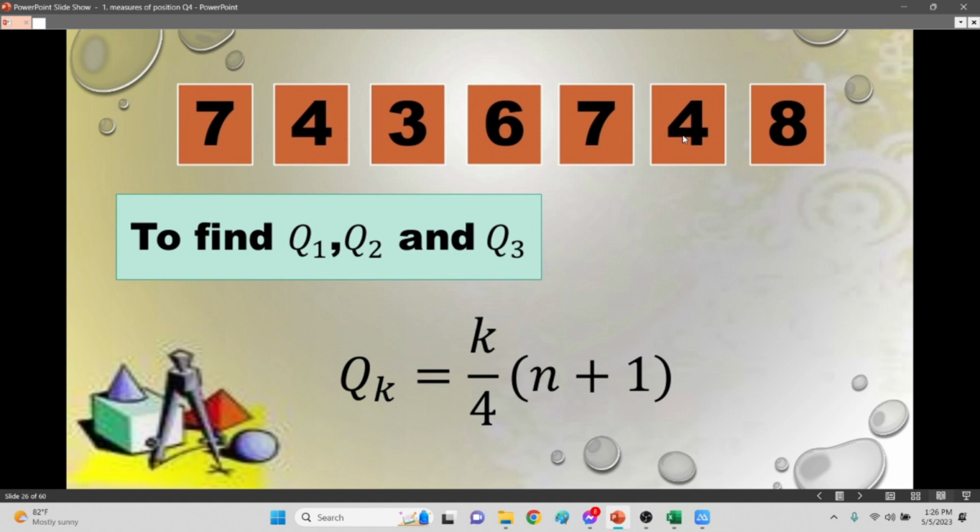So for example, we have here 7 data: 2, 4, 6, 7. So you can change here to 7 plus 1. Dito po natin babaguhin yung N, the number of data. Okay, next.